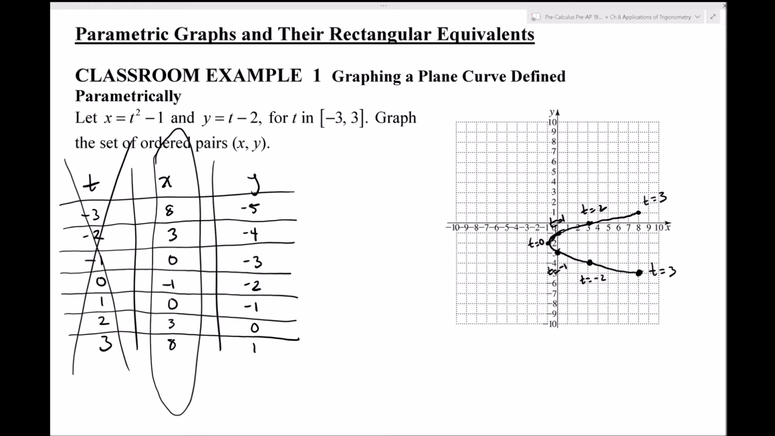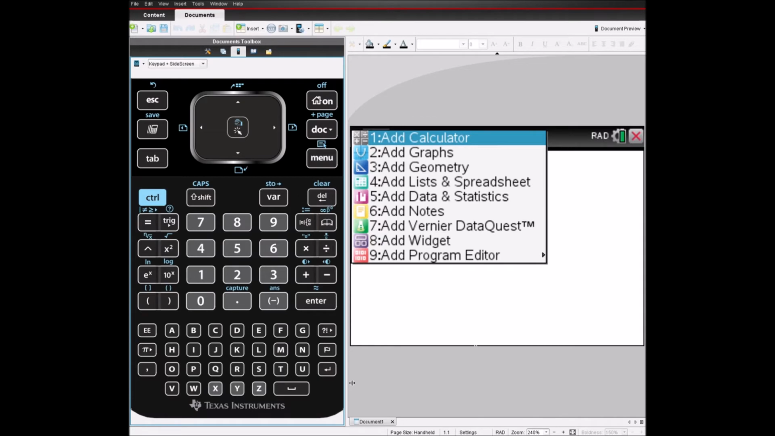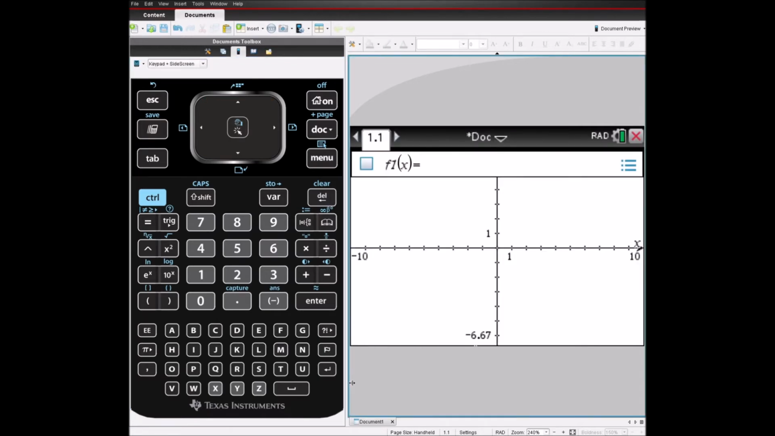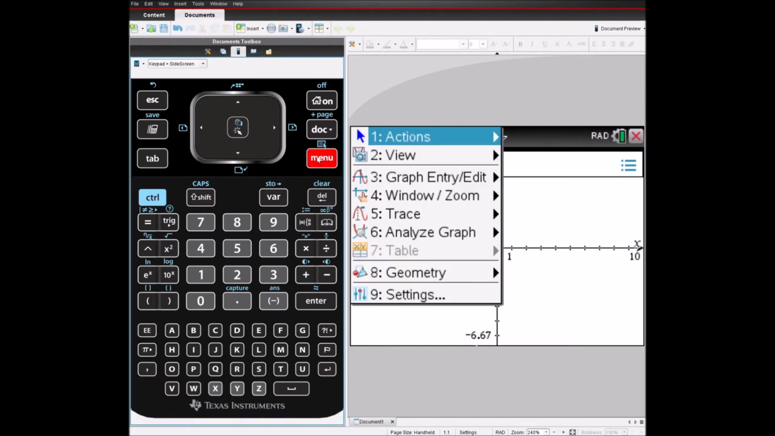So what I'm going to go ahead and do is go straight to a calculator just to show you what that looks like, because you want to know how to do this in a calculator. So this would be for an Inspire calculator. And what I'm going to do is add a graphs page. On a graphs page, its default is for y as a function of x. So we're talking about the normal way that we do this, graphing functions. And we're not going to graph a function, I want to graph a parametric curve, or a plane curve.